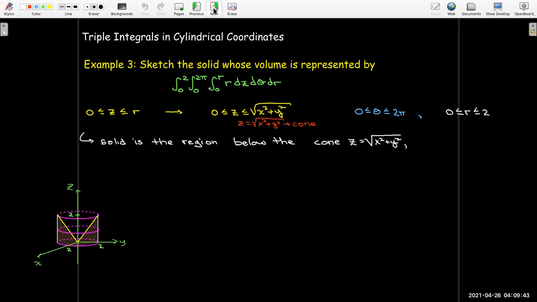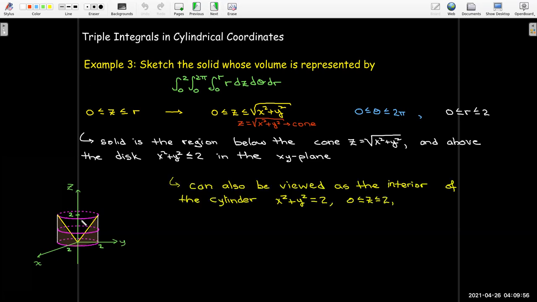So I think that's what we wrote here. It's the region below the cone, above the disk, x squared plus y squared less than or equal to 2 in the xy plane. The other way we can think of that is we're looking at the interior of the cylinder, x squared plus y squared equals 2, between 0 and 2 for the z values, and then we're just going to remove the interior of this cone.